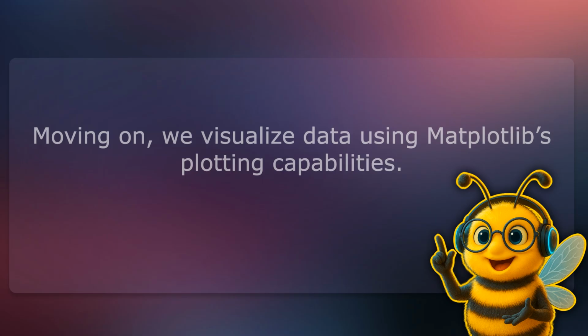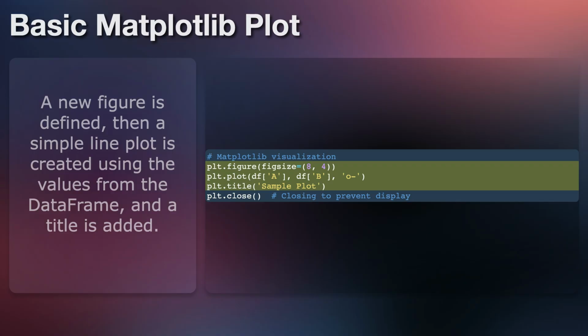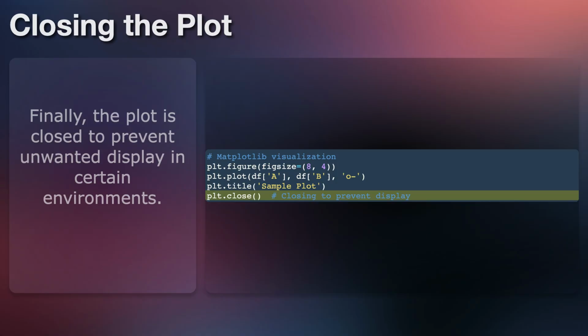Moving on, we visualize data using Matplotlib's plotting capabilities. A new figure is defined. Then a simple line plot is created using the values from the data frame, and a title is added. Finally, the plot is closed to prevent unwanted display in certain environments.